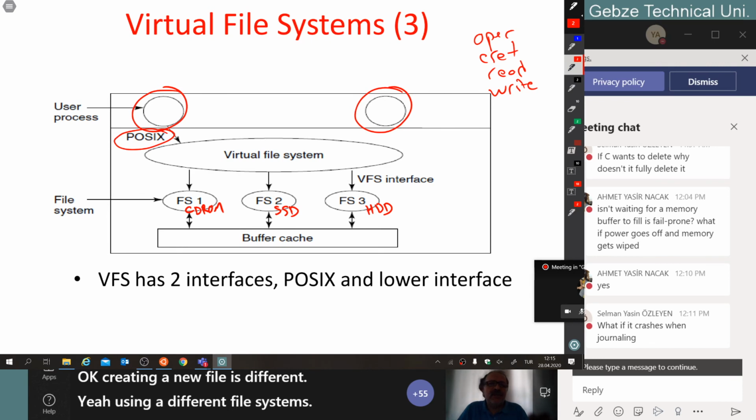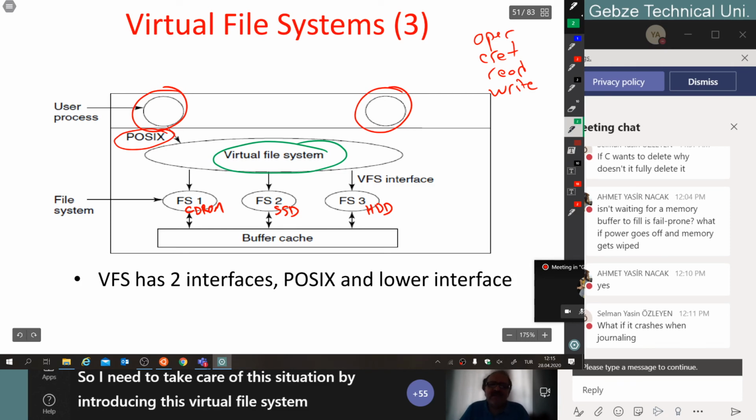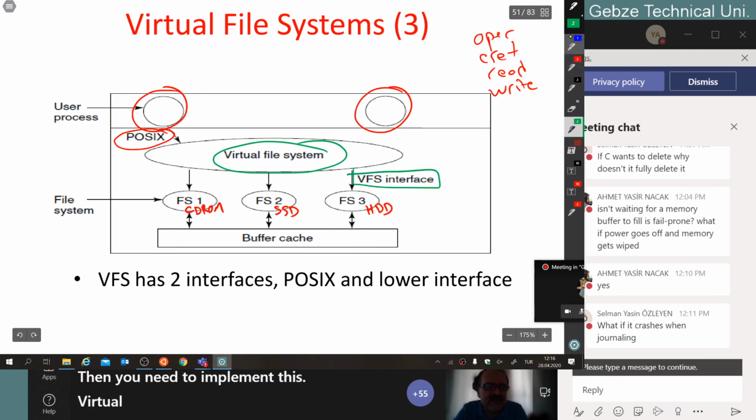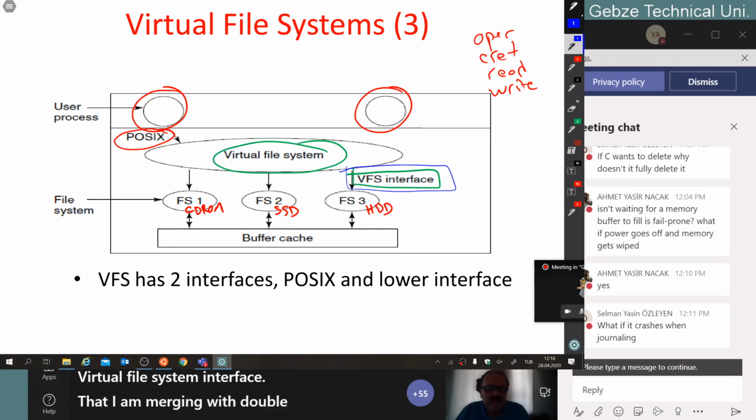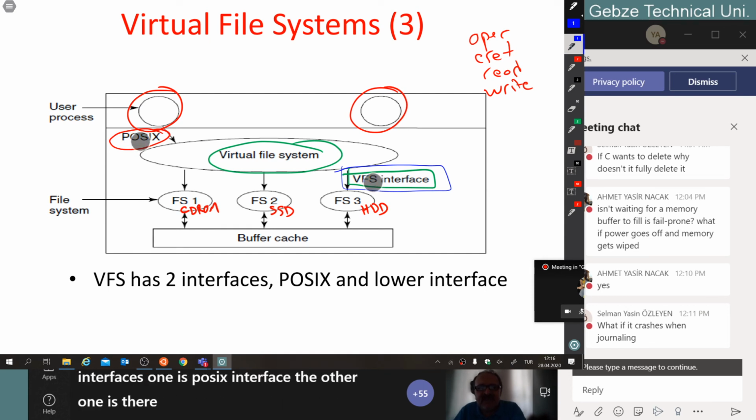So I need to take care of this situation by introducing this virtual file system. The virtual file system says that if you are going to be a file system on my machine, then you need to implement this virtual file system interface that I am marking with double frames now. The virtual file system has two interfaces: the up interface is POSIX, the down interface is the virtual file system interface. So how does this virtual file system interface work?